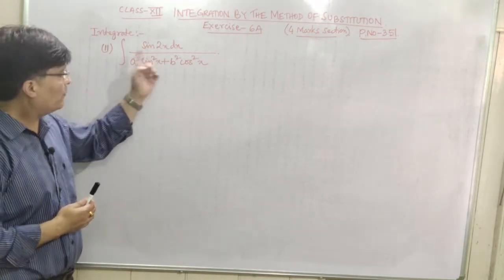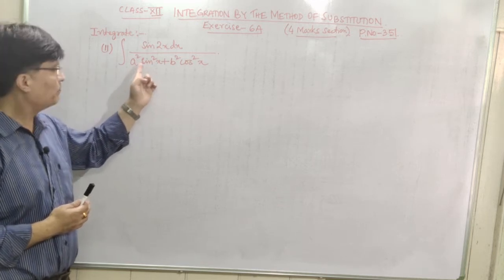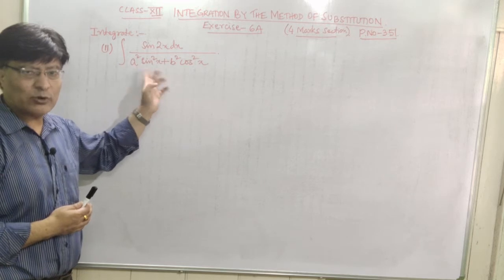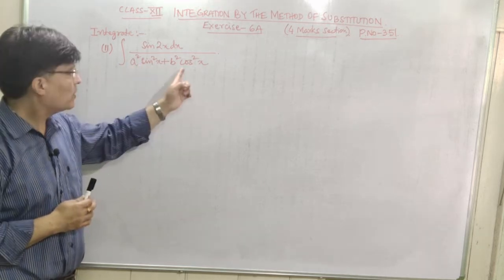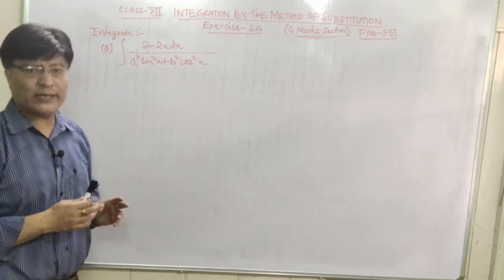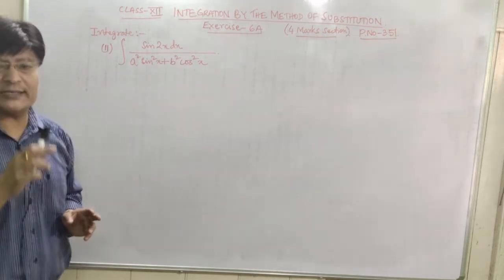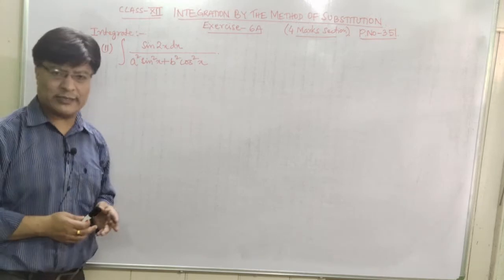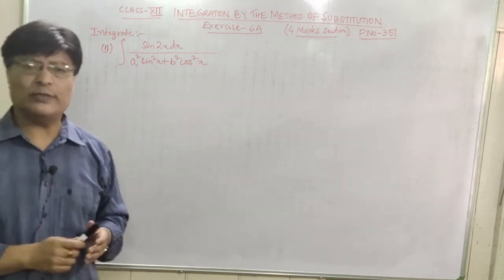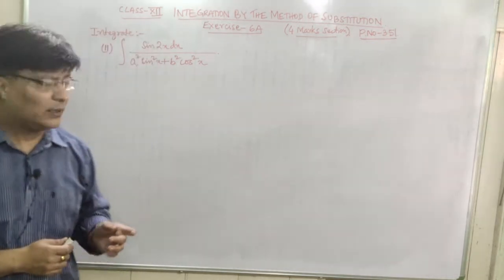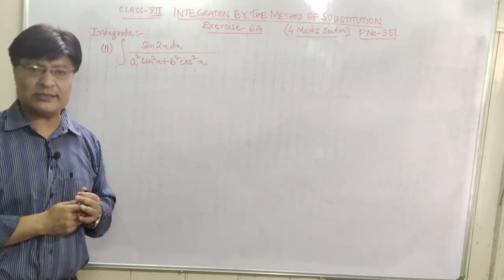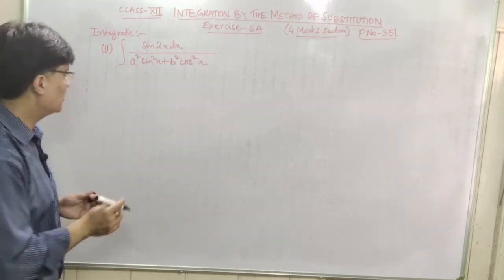If you differentiate the denominator, what is the differentiation of sin²x? It is 2 sin x cos x, that is sin 2x. Again, what is the differentiation of cos²x? It is 2 cos x into minus sin x, that is also sin 2x. We are getting sin 2x, that means we are getting the numerator. So we can assume the denominator as z. And here a² and b² are free from x, so they are constant.